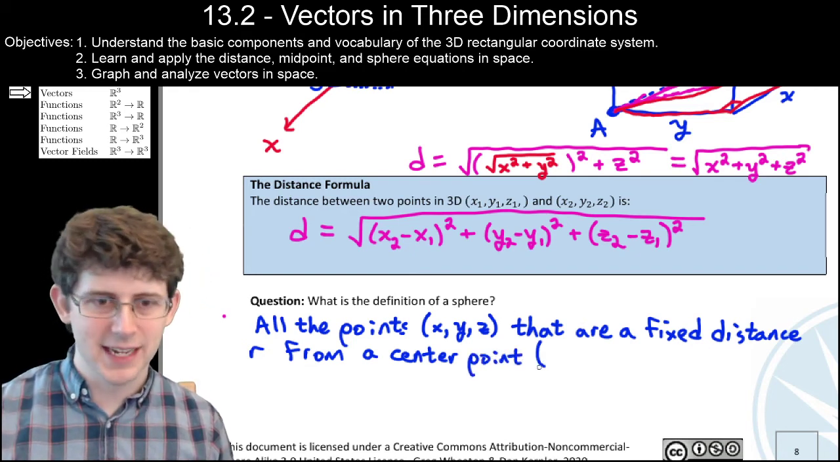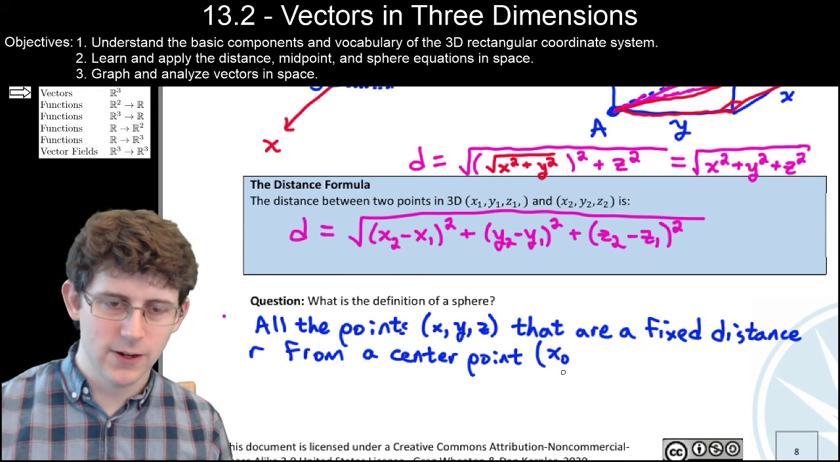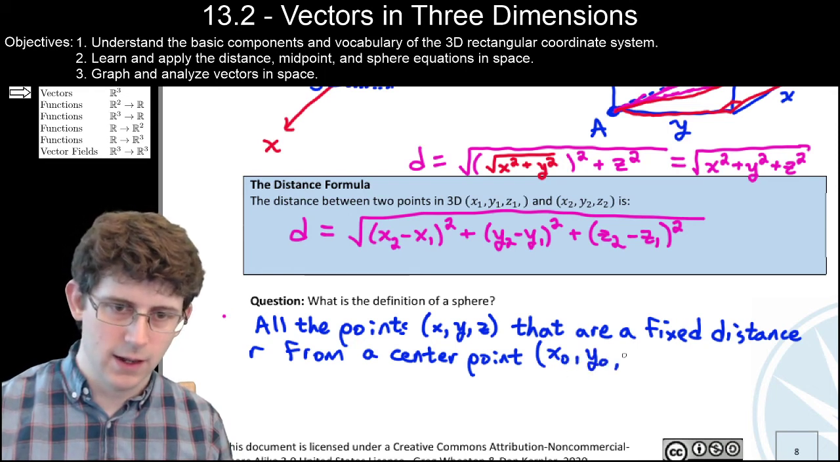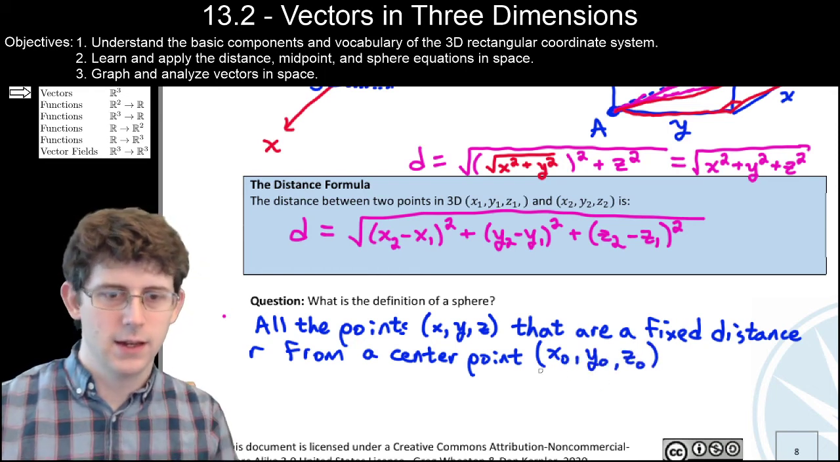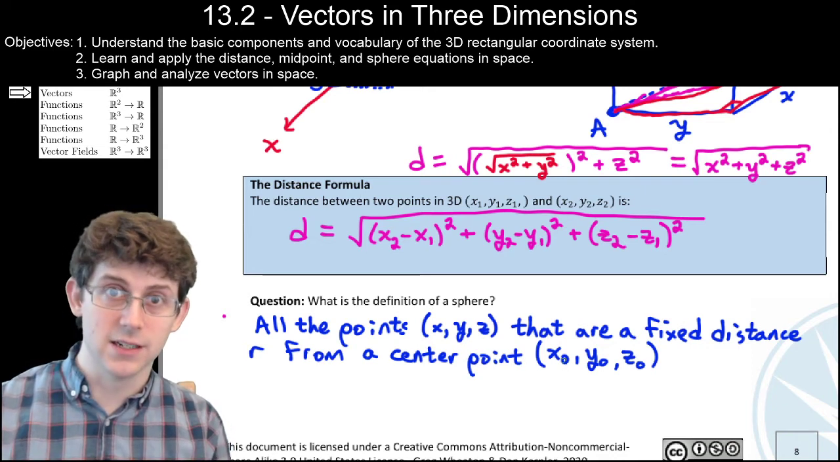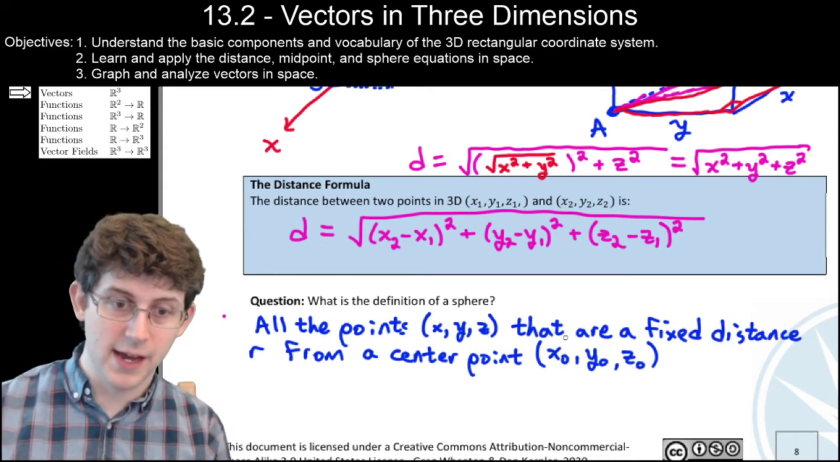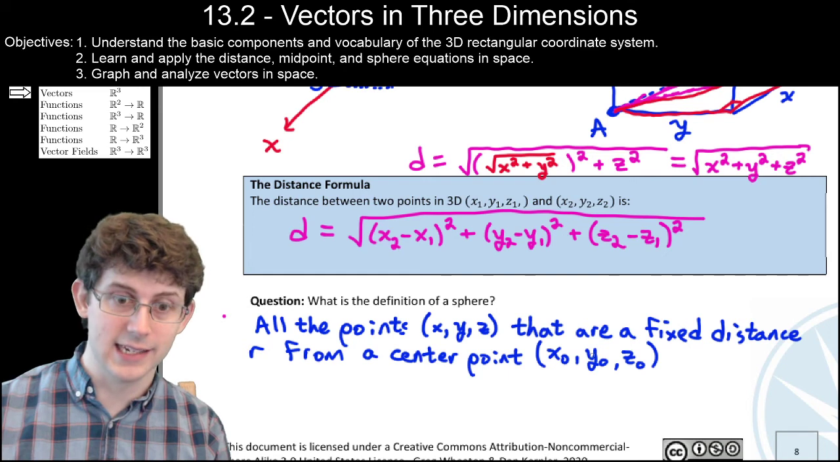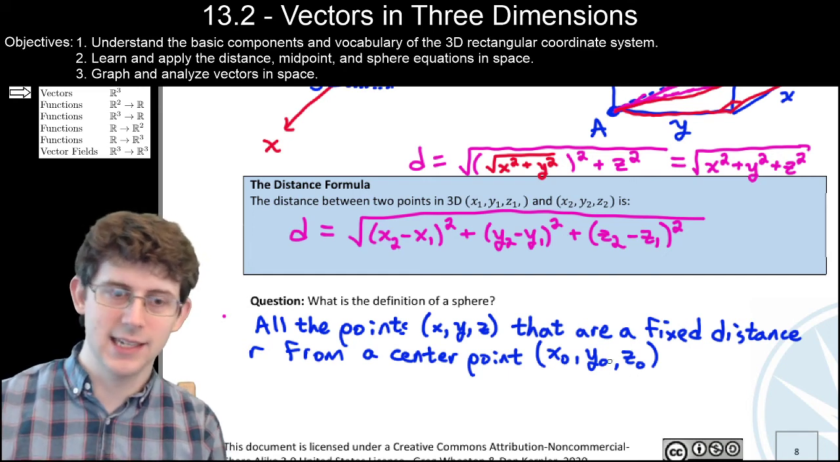I need a name for the center point. I'll generally use x0, y0, and z0. Remember, these subscripts are adjectives. So this is the 0th x. That means it's like the base x, and the base y, and the base z.